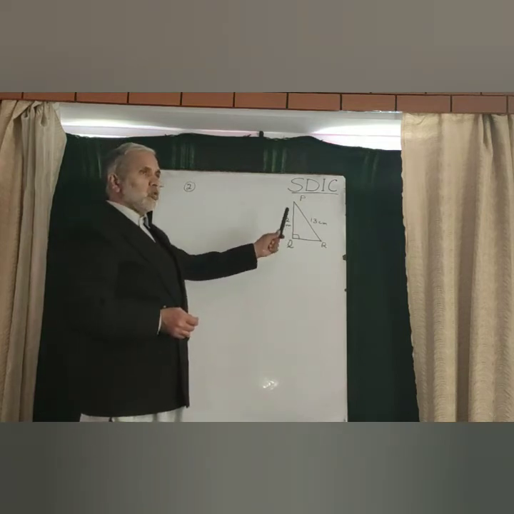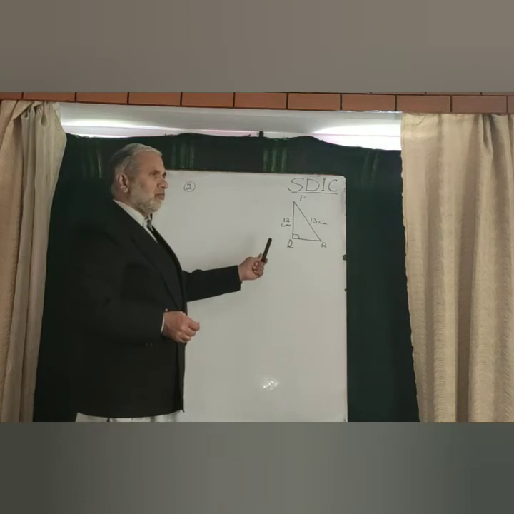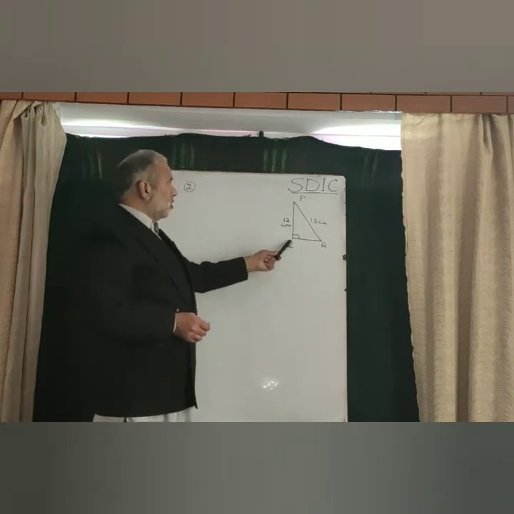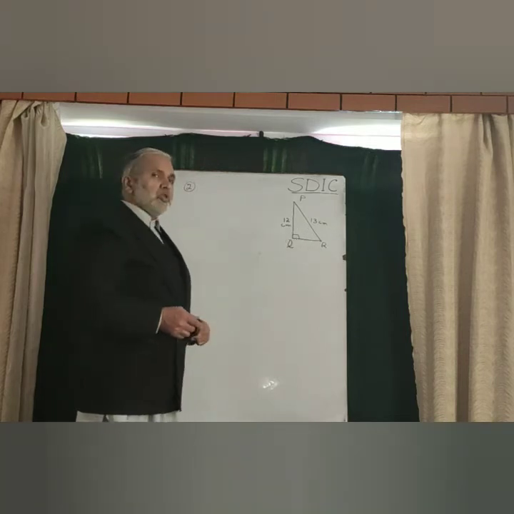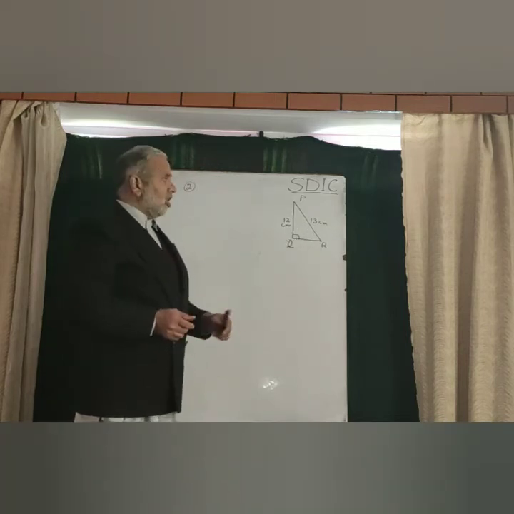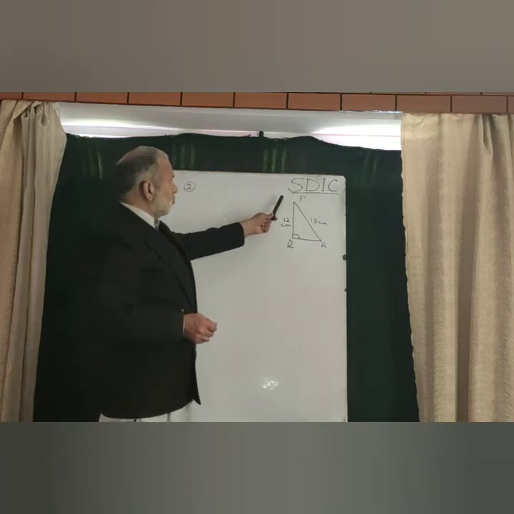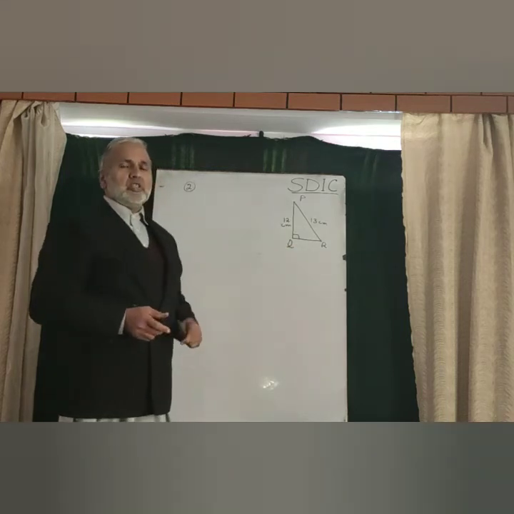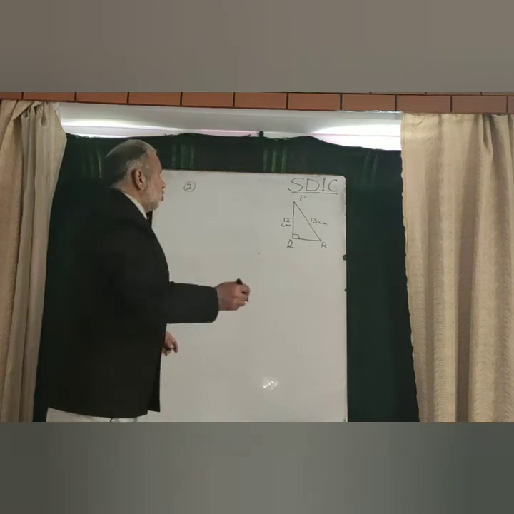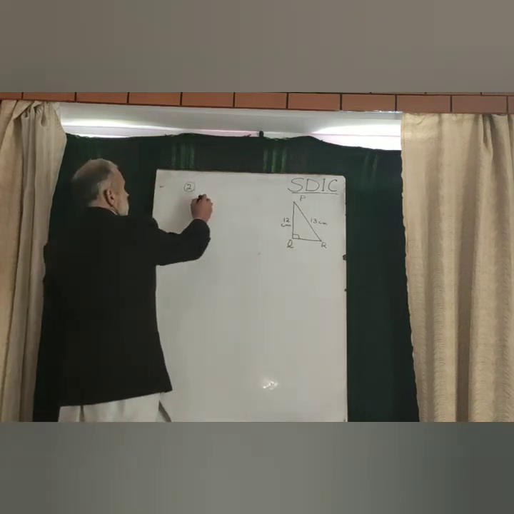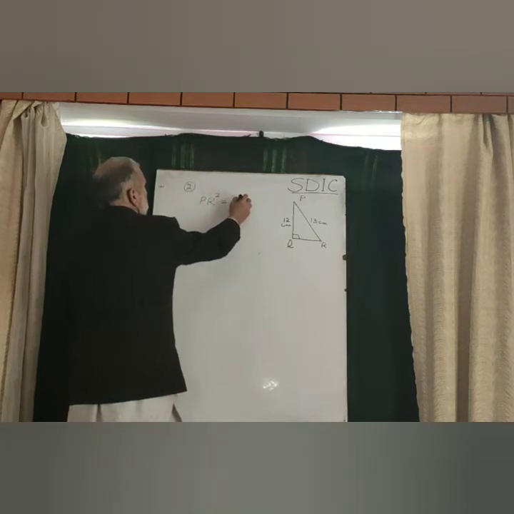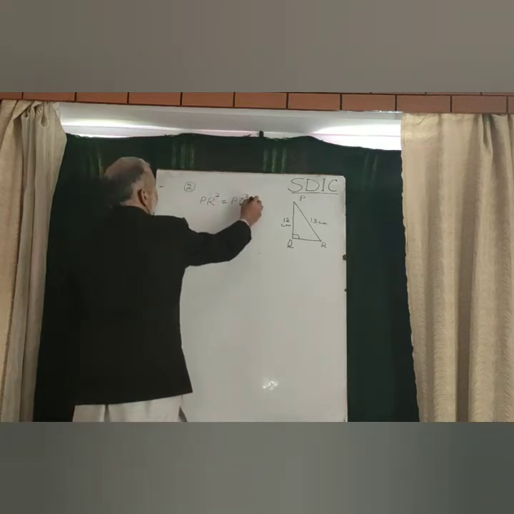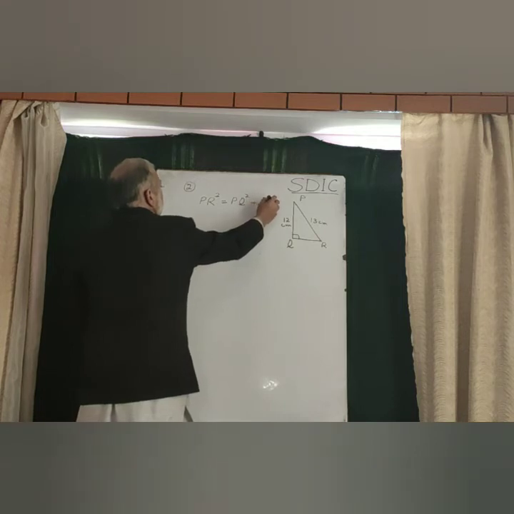According to which hypotenuse square, what is the name of the hypotenuse here? It is PR, opposite to the right angle. So PR square will be equal to the sum of the squares of the other two sides. The other two sides in the right triangle are PQ and QR. So according to Pythagoras theorem, we have PR square is equal to PQ square plus QR square. This is Pythagoras theorem.